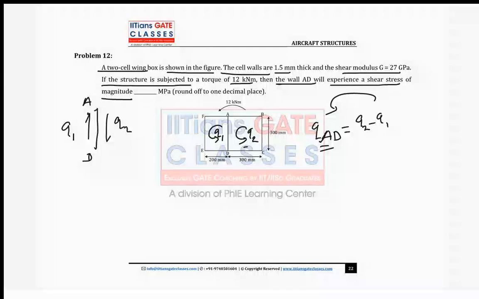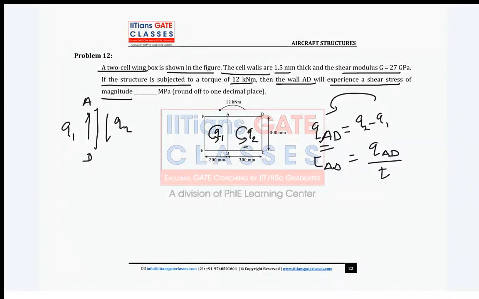Now guys, what they asked, they didn't ask QAD. In the problem they asked what is the shear stress in wall AD. So it is tau AD. So what is tau AD, guys? It is QAD divided by the wall thickness, right? The wall thickness is given, it is uniform throughout the section, so it is t. So guys, everybody, it is clear what is asked.